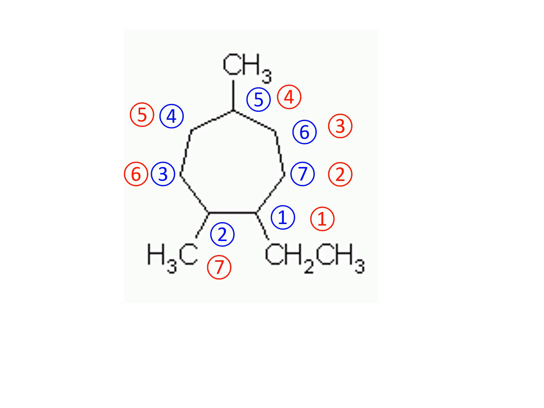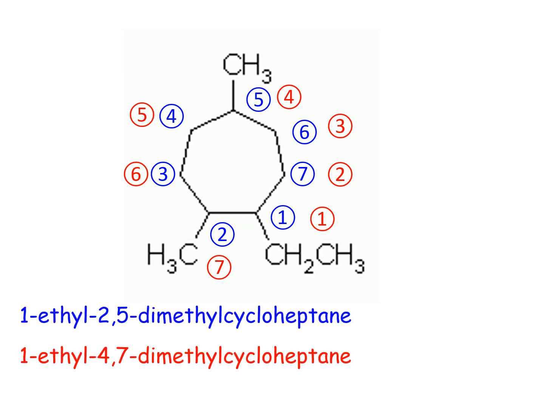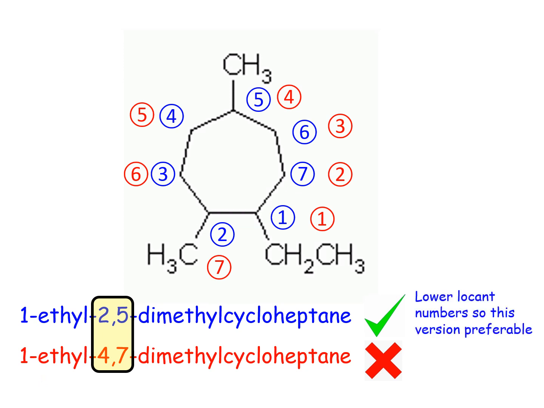So if we take the blue numbering and the red numbering, you can see that you get 2 slightly different names. So the decision has to be made which one is correct and which one is wrong. So why is the one in blue correct? It's because the locant numbers are lower than the equivalents in the red version. So we call this compound 1-ethyl-2,5-dimethylcycloheptane.